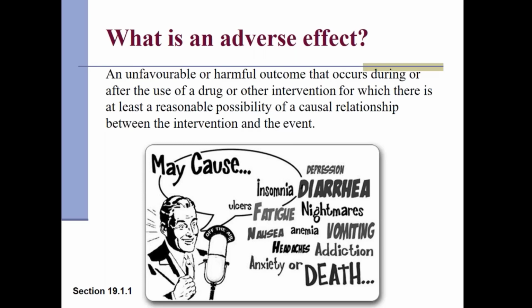The other important aspect is the reasonable possibility of a causal relationship. So it might not be necessarily that you got run over by a bus after taking a drug, might not actually be related to the drug. But we don't have to have 100% certainty either that it's caused, but just a reasonable possibility.